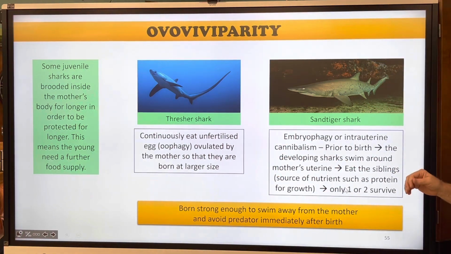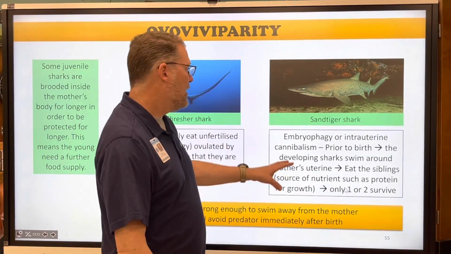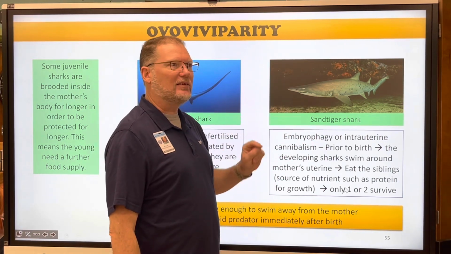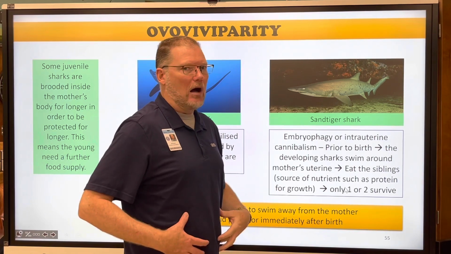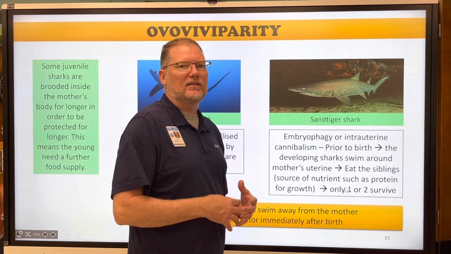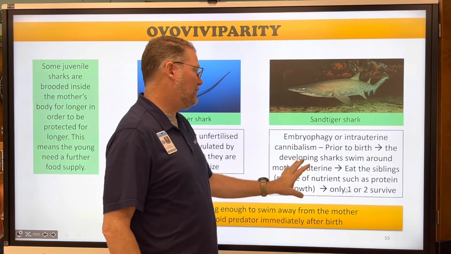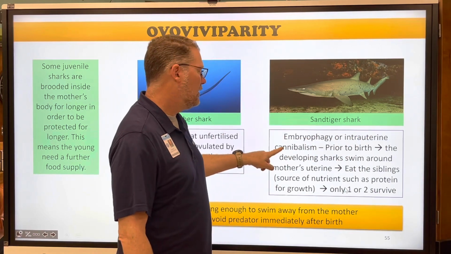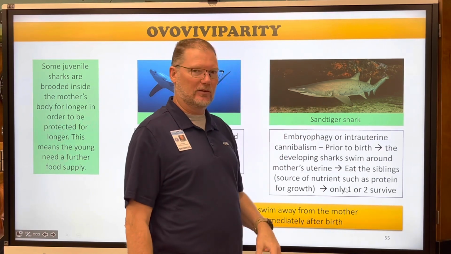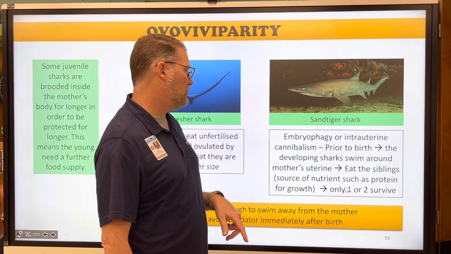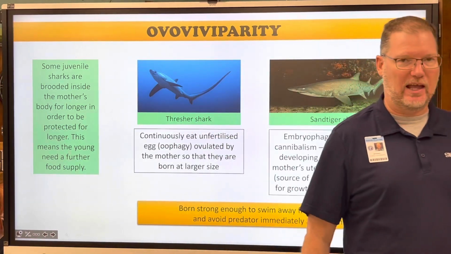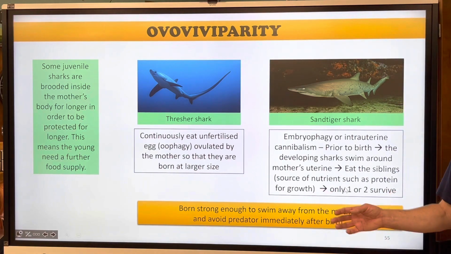Now the sand tiger shark, check this out. You may have heard of this before, but the sand tiger will undergo embryophagy. That's like if you had twins inside a mom, like a human, right? Imagine this. And the one twin got hungry and ate the other twin. Whoa, that's crazy. That's what they're doing. Intrauterine cannibalism. So the baby's in the mother eating its siblings inside the uterus. And also only one or two will survive that type of behavior. That's just crazy. So that talk about survival of the fittest, right?